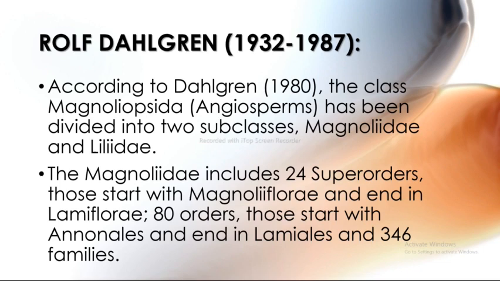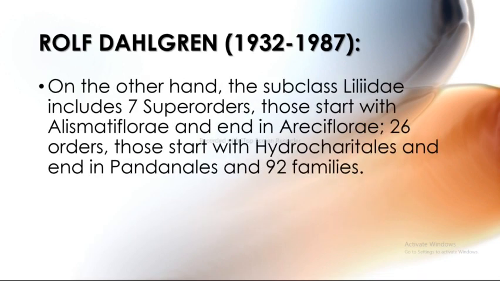The Magnoliidae includes 24 superorders, and those start with the Magnoliiflorae and end in the Lamiiflorae, 80 orders, those start with the Annonales and end in the Lamiales, and 346 families. On the other hand, the subclass Liliidae includes 7 superorders, those start with the Alismatiflorae and end in the Aramiflorae, and 26 orders, those start with the Hydrocharitales and end in the Pandanales, and 92 families.